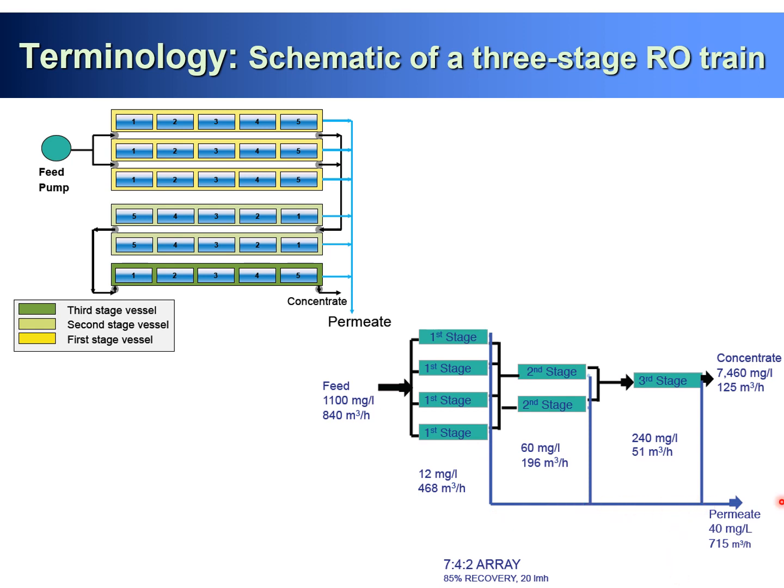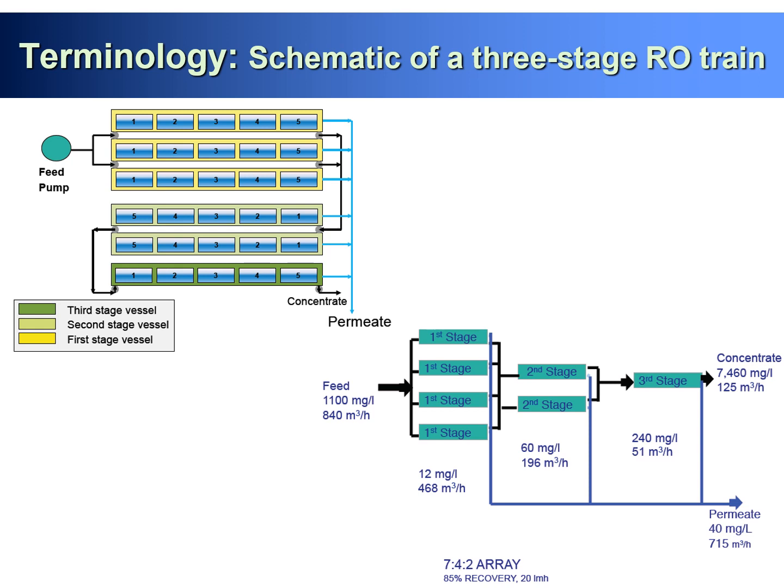So all the permeate is collected, so the final average permeate concentration is 40 milligram per liter with 715 cubic meter per hour. So we designed 85% recovery at the initial concentration of 1100 milligram per liter. So this is the average 20 LMH water flux, and a 7, 4, 2, three-stage design. So the final concentrate is 7,460 milligram per liter, and then 125 cubic meter per hour can be designed from this wastewater reuse plant reverse osmosis drain.